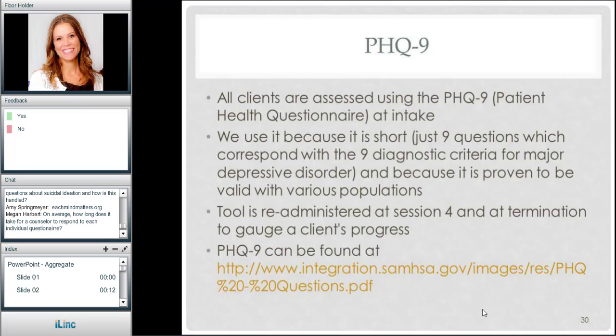I see here, on average, how long does it take a counselor to respond to each individual questionnaire? I think that's referring to the ISP. I would say 10 minutes or so to shoot off the email. To respond, we make sure we read through their whole questionnaire and then send a response that gives them feedback on what they seem to be struggling with, and then provides recommendations for either counseling or care in the community or things like that.